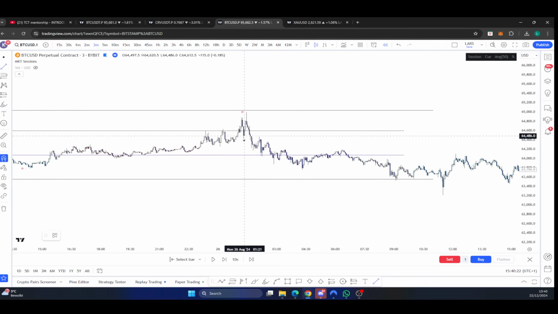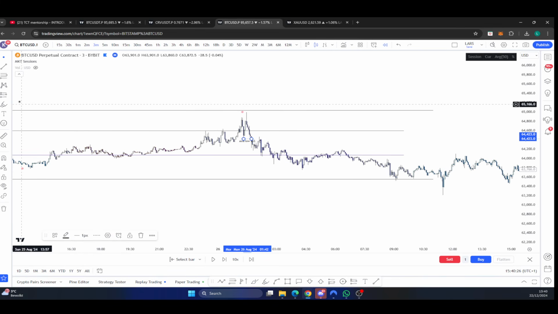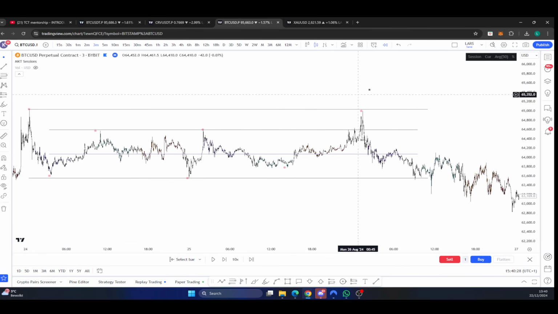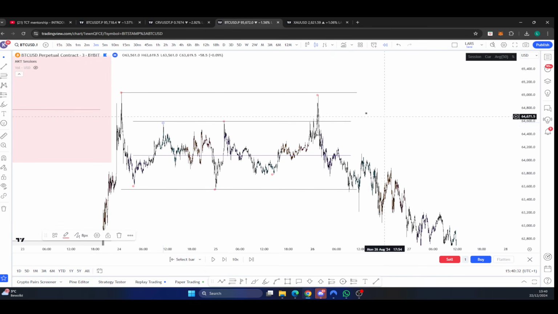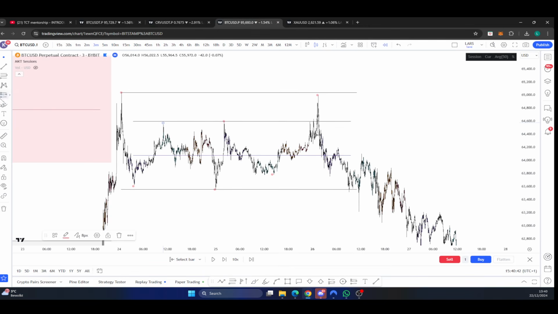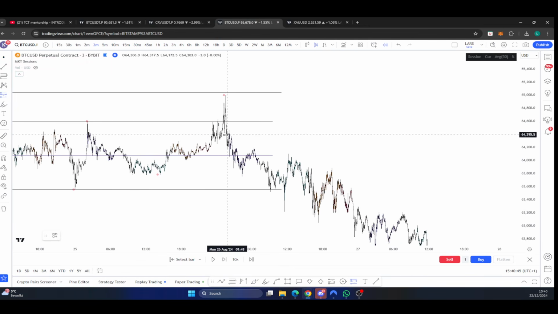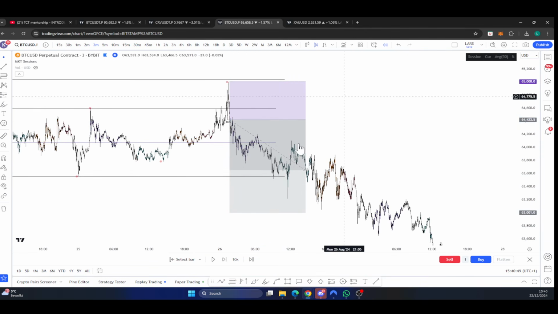And right here, we can see price breaking market structure back to bearish. Where again, we have a scenario where we have that distribution model in that manipulation range, but we didn't sweep that main range high. And that is again that exception with an internal TCT schematic. Okay. So what you can do is you can short the break of structure right here. Your stop loss, as always, goes above the third tap high.